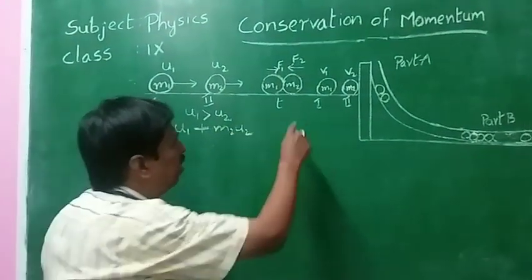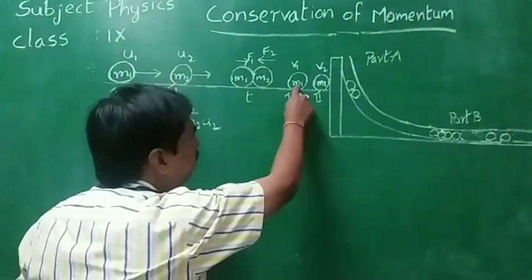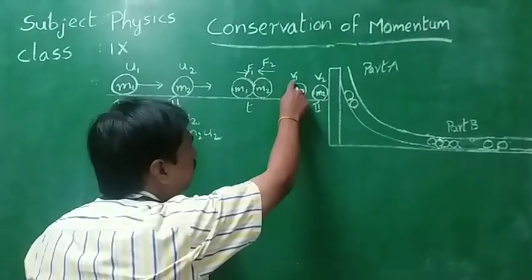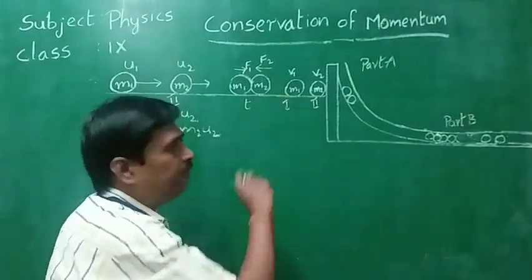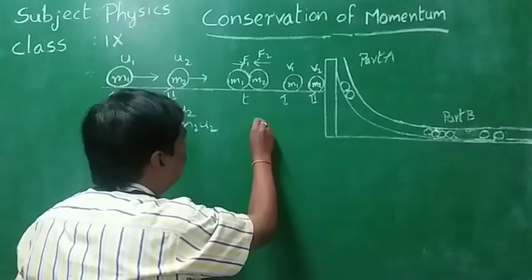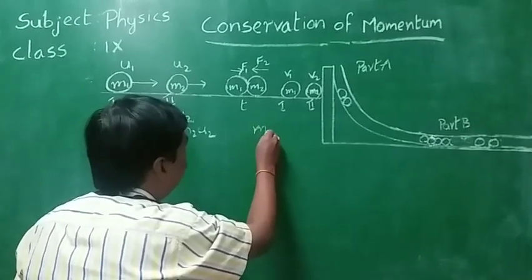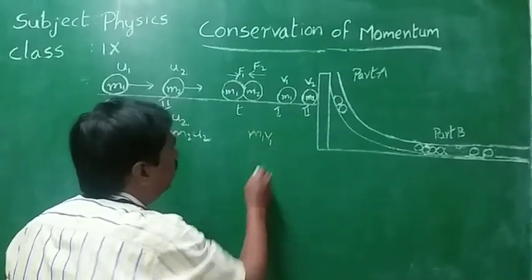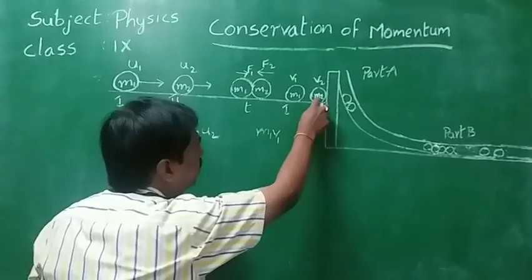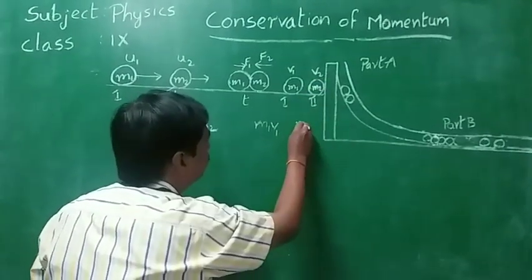Now if you observe after the collision, the first marble has mass m1 but is moving with velocity v1. So the momentum of the first marble is m1 v1 and the momentum of the second marble is m2 v2.